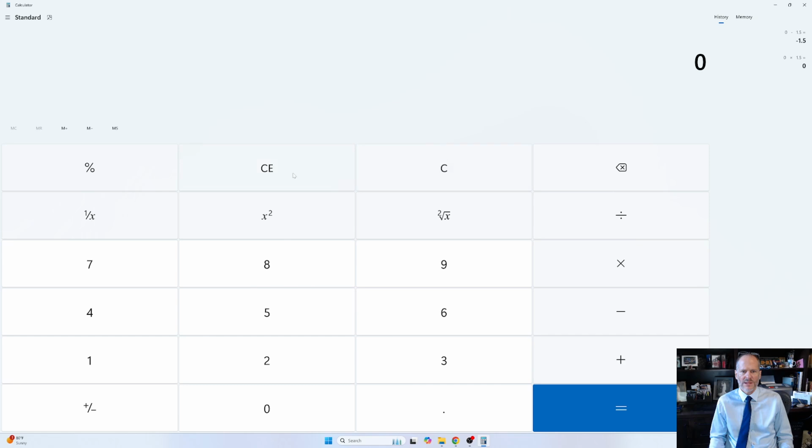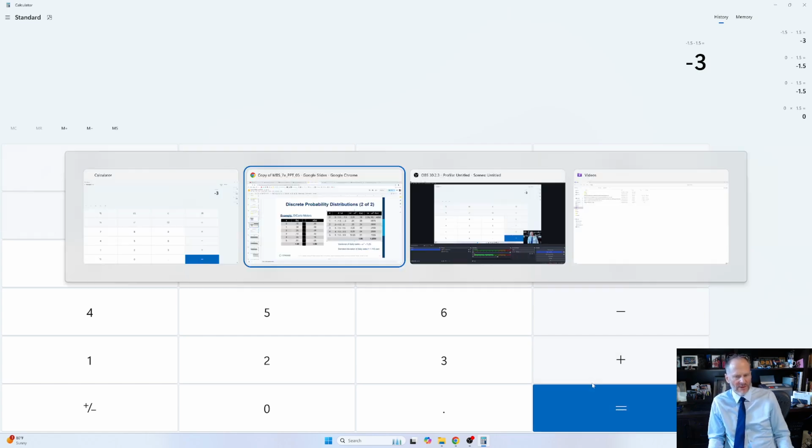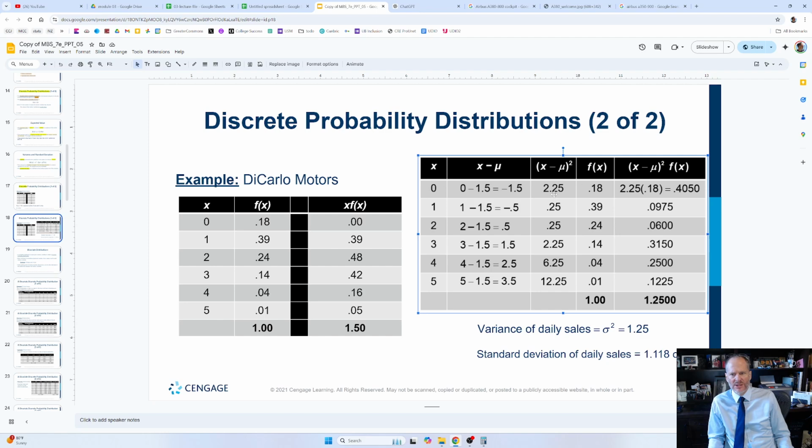I don't know what the difference between C and CE is. We're going to figure that out here. All my life I haven't known that. So negative 1.5, and it didn't do negative for me. I'm just going to do 1.5 times 1.5, and then a negative 1.5 and equals. It's giving me 3. Not liking that, because 1.5 times 1.5 over here is giving me 2.25.